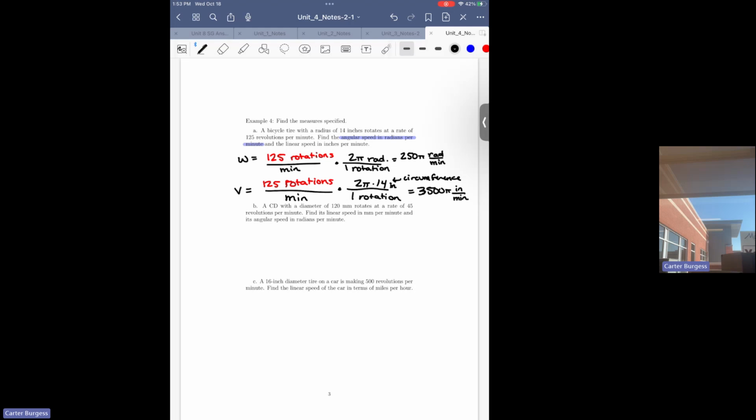So the diameter is 120, radius is half of that. This is perfect. And then for this one, I gave you the diameter rather than the radius, so we just cut this in half. So 2 times 5 is 60.